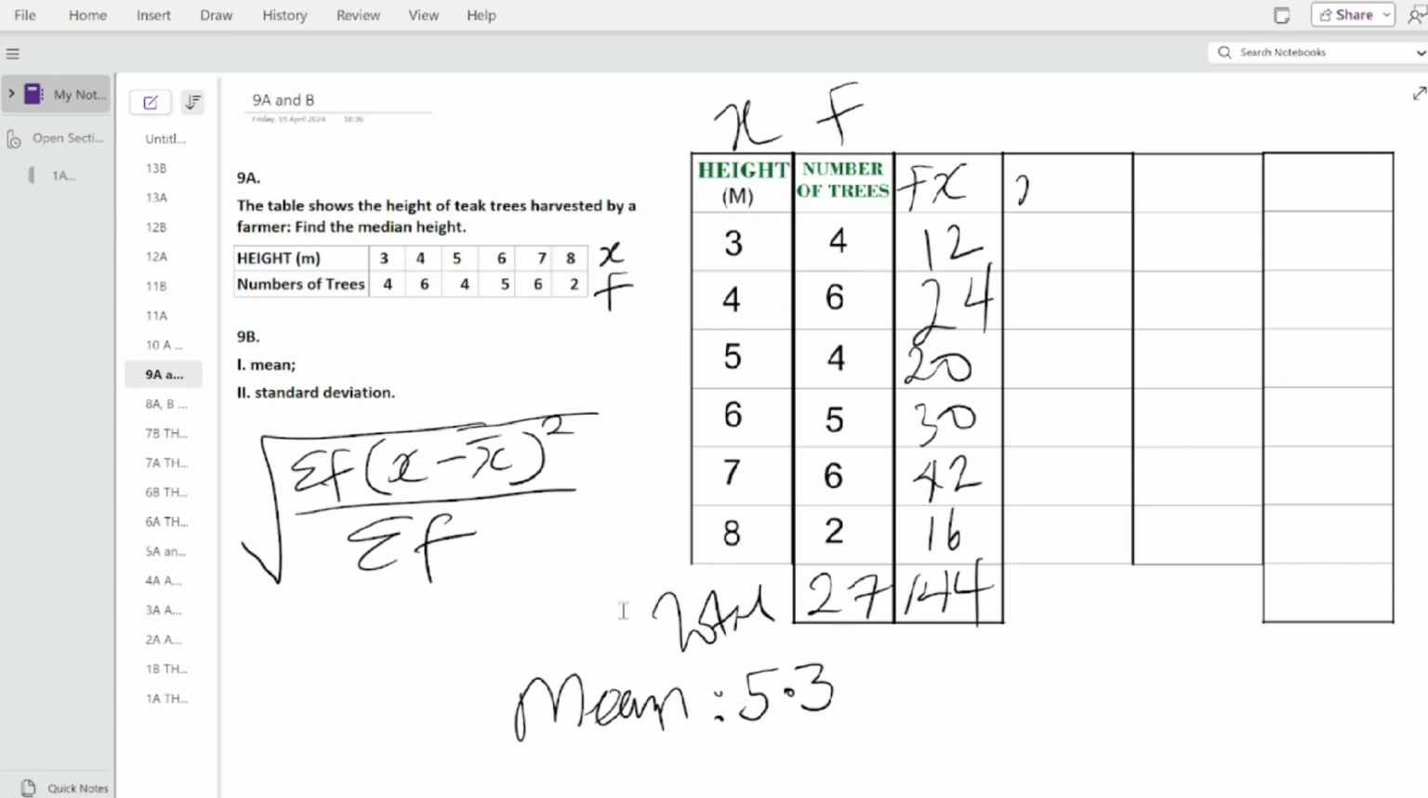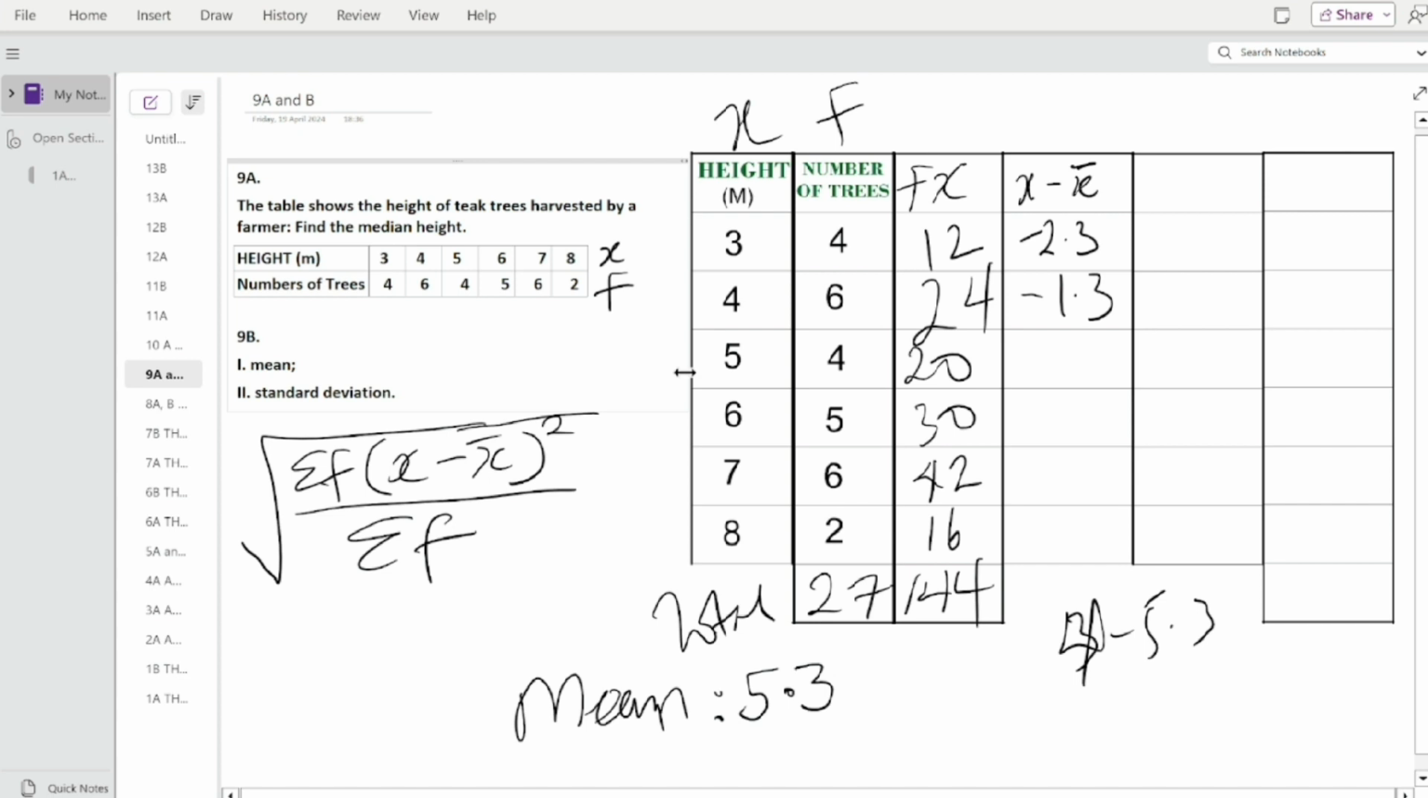So we'll start with x minus x bar, which is the mean. The values for x are on this line, so we have them as 3, 4, 5, 6, 7, 8. So we'll subtract each of them by the mean. So we have, for the first one, 3 minus 5.3. 3 minus 5.3 will give us minus 2.3. Next, we take 4 minus 5.3. That will give us minus 1.3. That's 5 minus the mean. The mean is 5.3. Will give us minus 0.3.